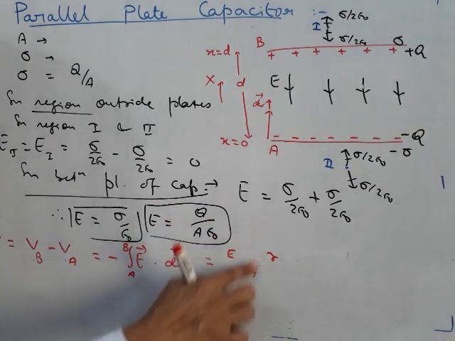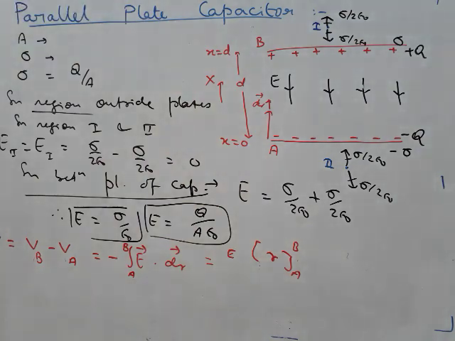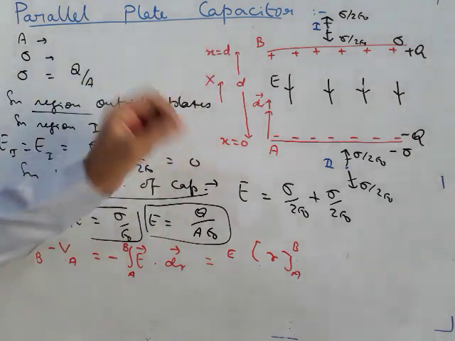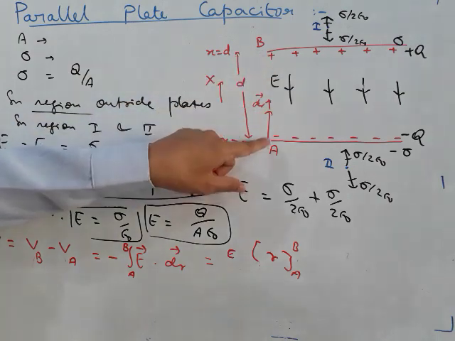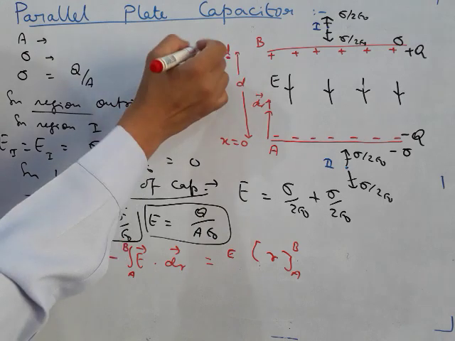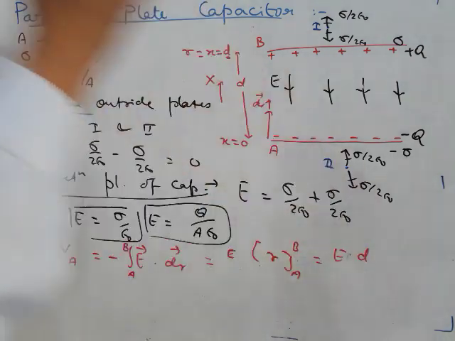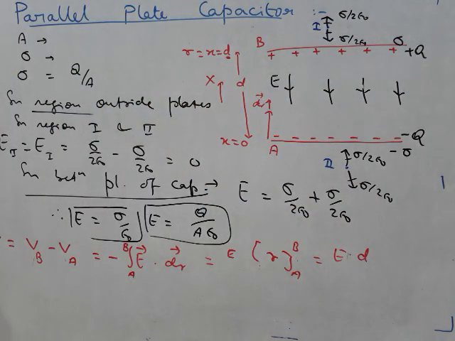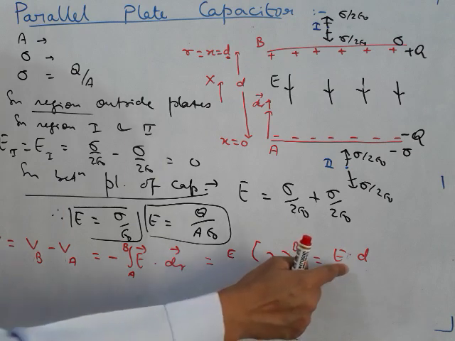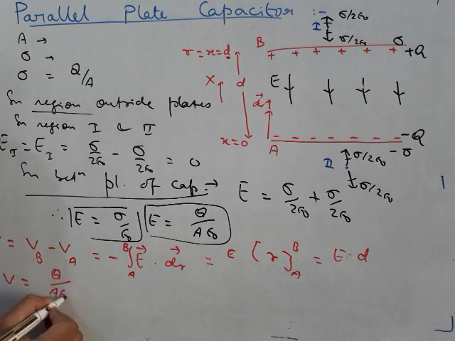From A to B means from this point to that point. So R is the distance, this distance. So from A to B, this distance is how much? R. Clear? Oh sorry, this distance is D. So this R is equal to X is equal to D. So our expression becomes E into D. So potential difference between the plates, we have got V is equal to E into D. Put the value of E is equal to this much. So we get V is equal to Q upon A epsilon naught, and then we have that D.